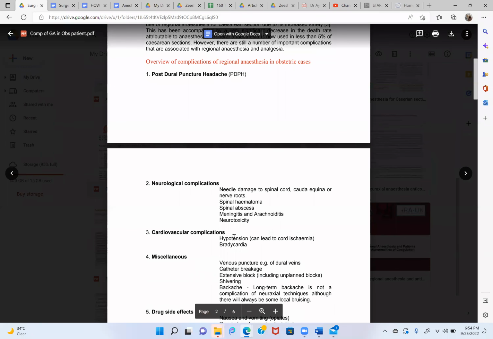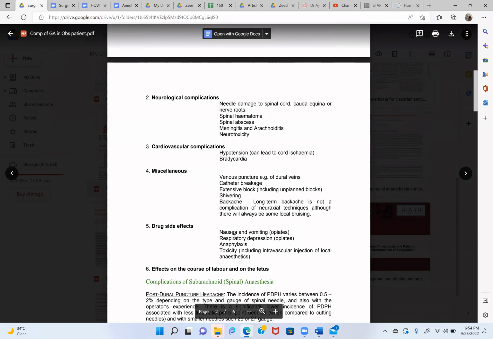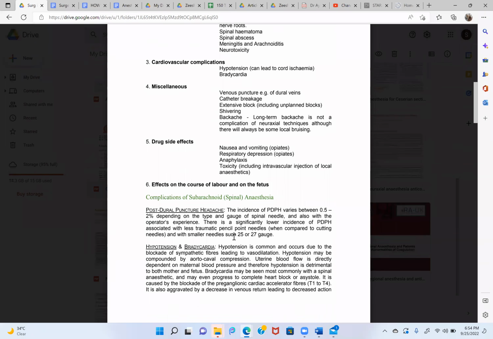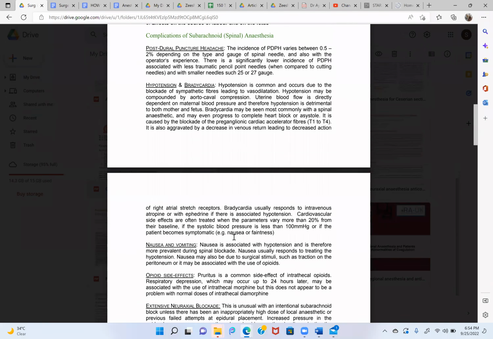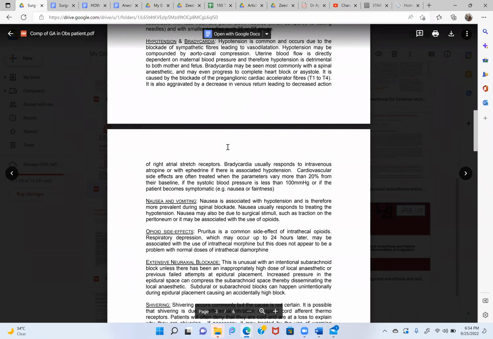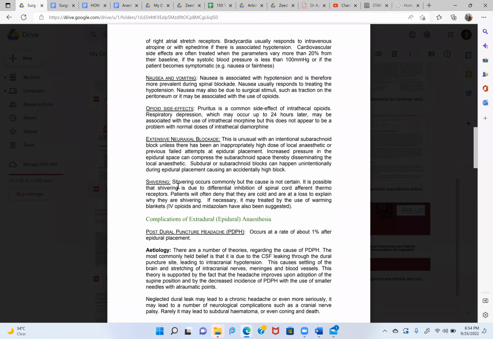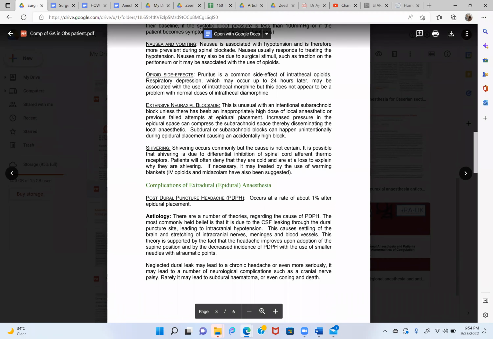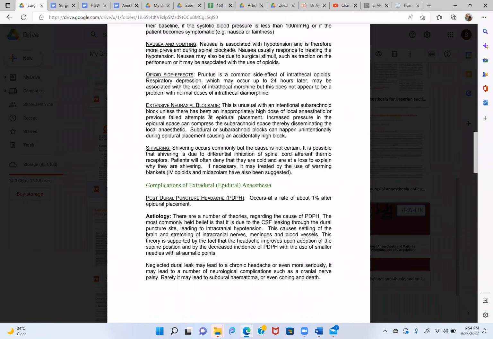In similar fashion, we will try to have a session on pediatrics. Okay. So if you are doing spinal, there is more chance of PDPH. Okay. Nausea, vomiting, opioid side effects, extensive neuroaxial block because MAC value is decreased. Sorry, local anesthetic requirements also decrease and MAC values also decrease.